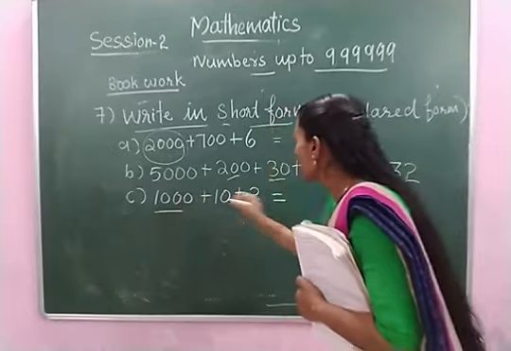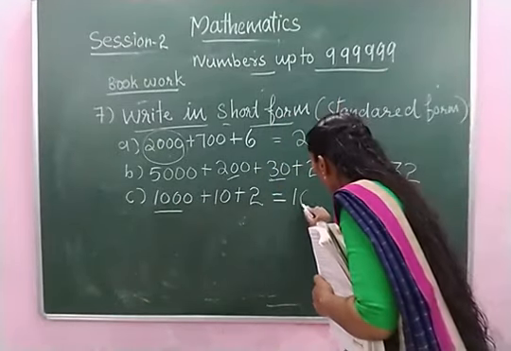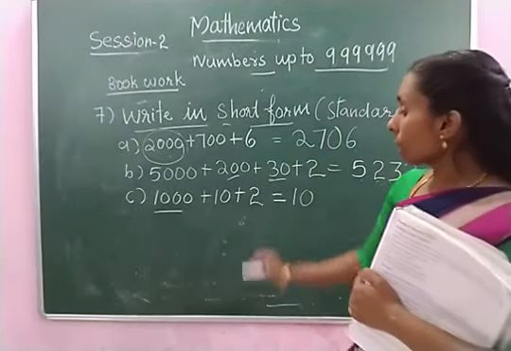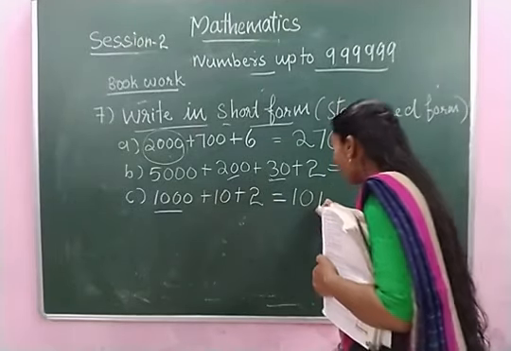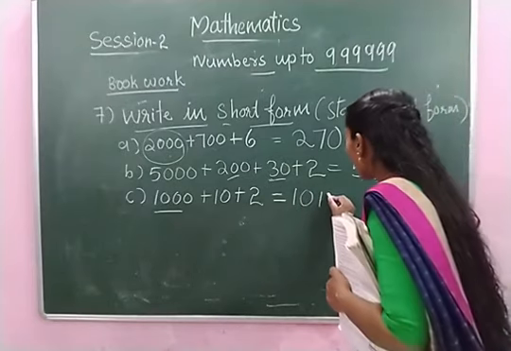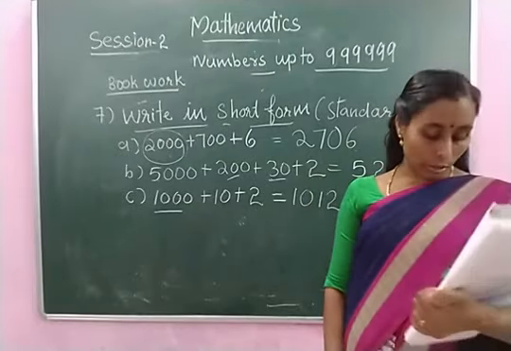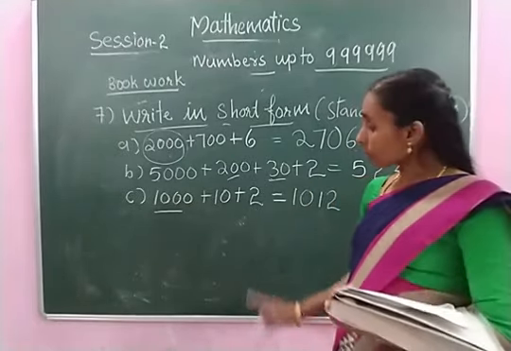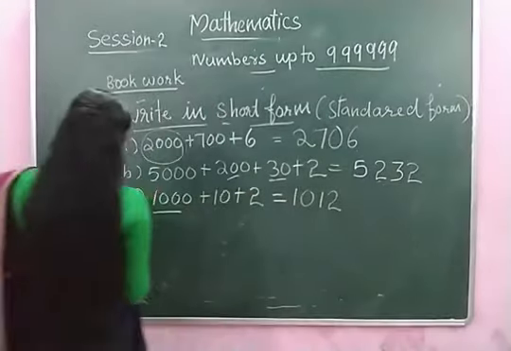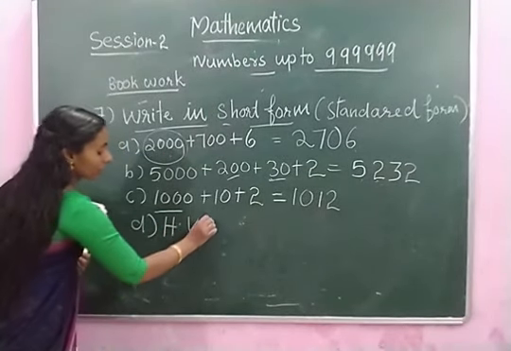So in that hundreds place, we have to place the 0. First we have to write thousands place 1. Hundreds place is missing there, then we have to place 0. And next tens place, that is 10. We write 1 there. Then at ones place 2. 1012. Then question number D, you can write it yourself. Question number D, that is your homework.